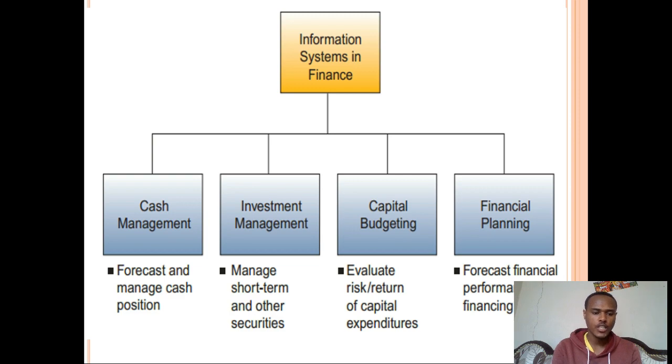Forecasting and managing cash position is done by cash management. Managing short-term and long-term securities is done by investment management. Evaluation of risk is done by capital budgeting, and forecasting financial performance is done by financial planning.